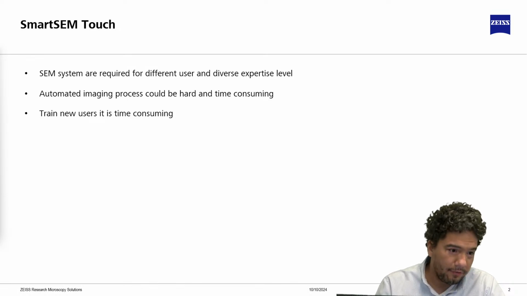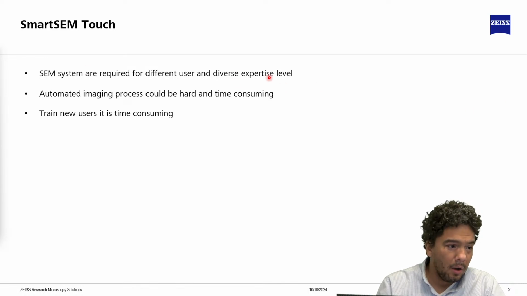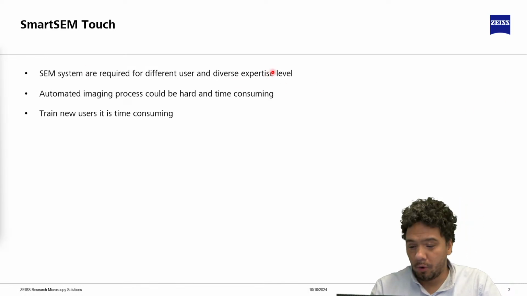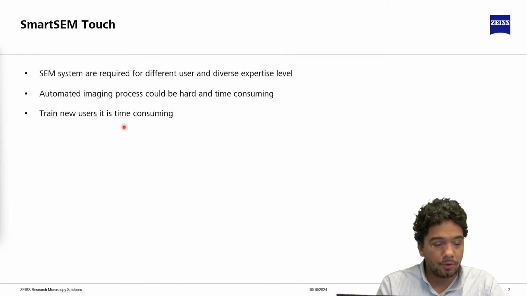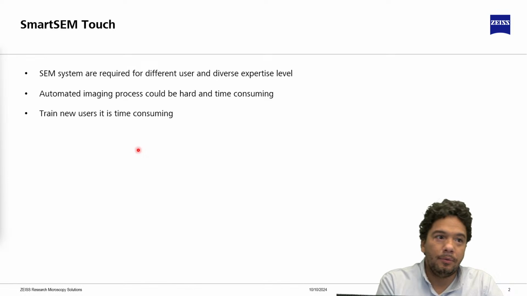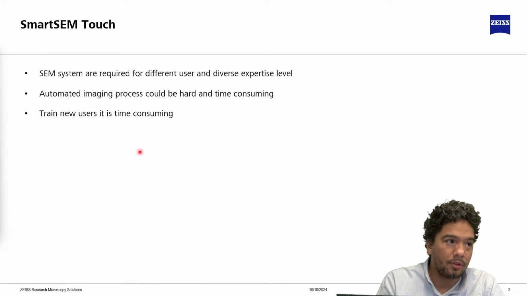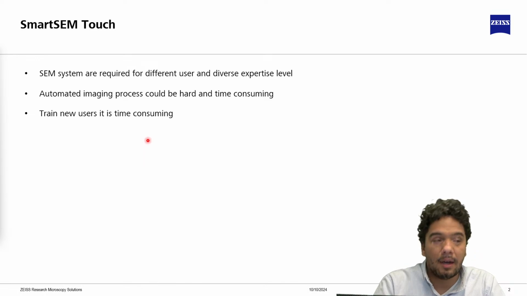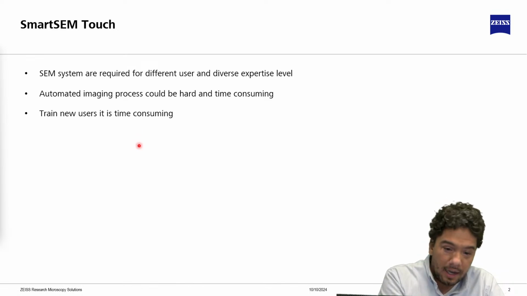Another important fact is training users. Of course, it is time consuming. This is related to the first topic. If you are the person in charge of the microscope, you have to train new users. And if you have rotation in the lab with different users, you have to spend time doing new training every single time with every single user.